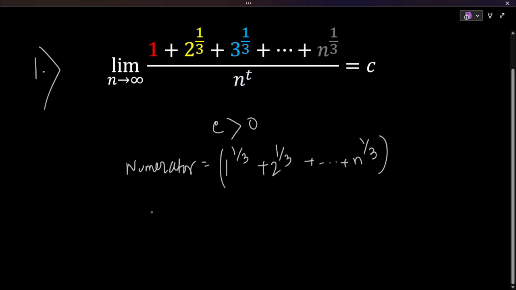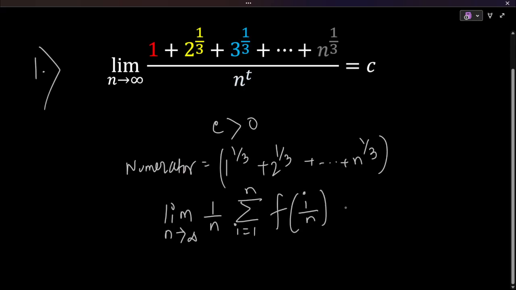We know that if we are given something like this, limit n tends to infinity, 1 upon n, summation i equals 1 to n, where f is an integrable function with the argument f of i by n, then this limit is exactly equal to the integral from 0 to 1 of f of x dx. This Riemann sum is equal to the integral. That's how the transformation works.